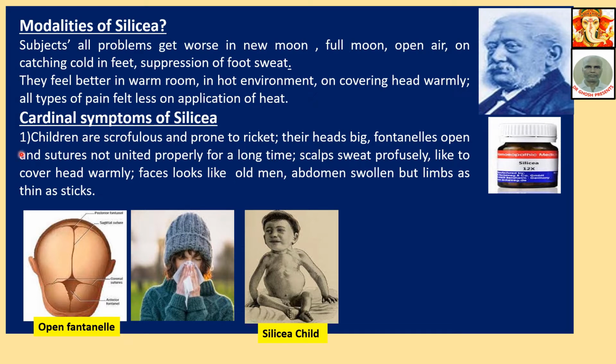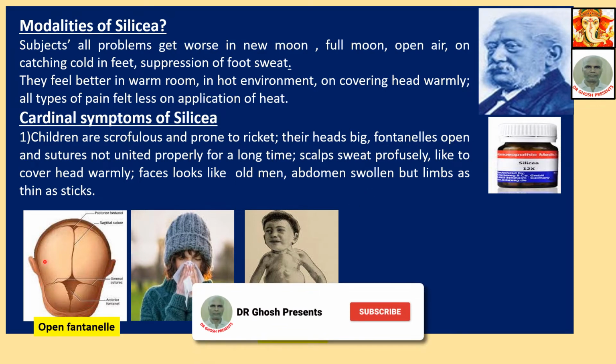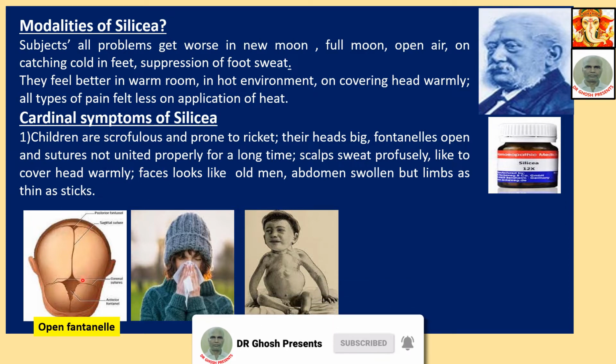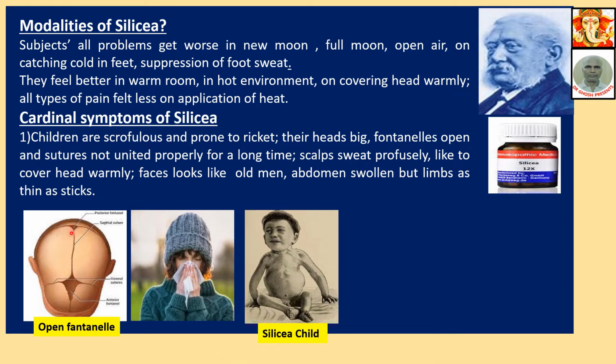Cardinal symptoms of Silicea. Children are scrofulous, prone to rickets. Their heads are big, the fontanelle is open. This is the fontanelle. This is called fontanelle open. Sutures not united properly. These are sutures, one suture, there is another suture. The sutures are not united properly for a long time.